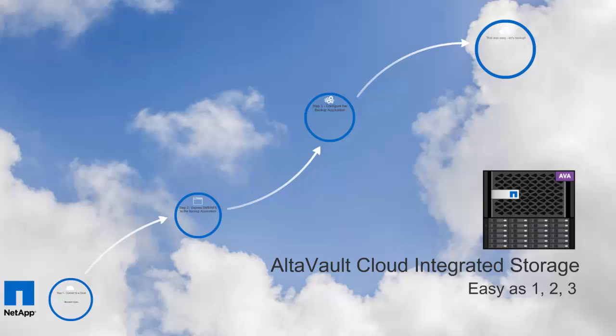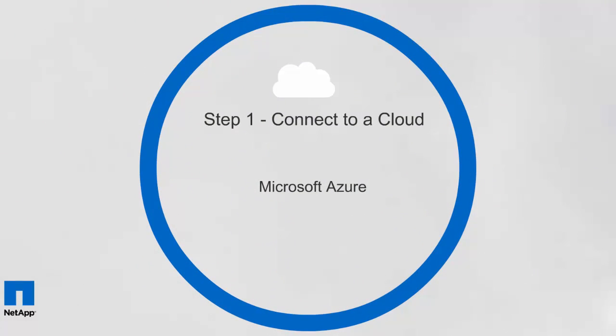The first step of deploying an AltaVault appliance is getting connected to a cloud provider. AltaVault works with a large selection of public and private cloud providers and encompasses over 90% of the cloud provider market. Microsoft Azure is a leading hyperscaler public cloud provider and will be using Azure Blob Storage for this demonstration.